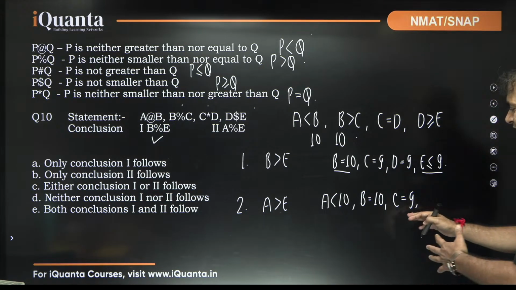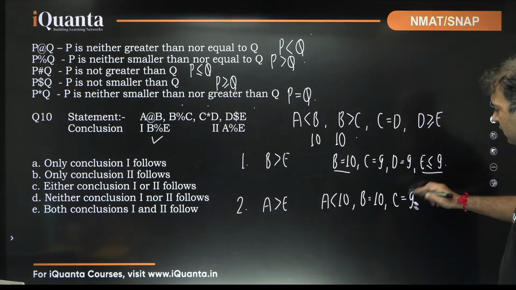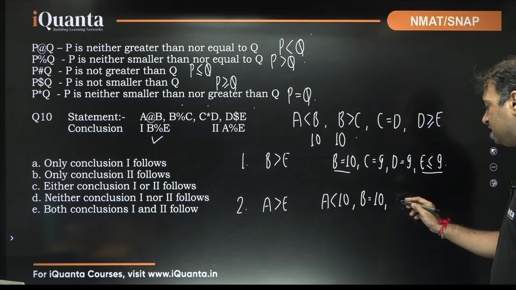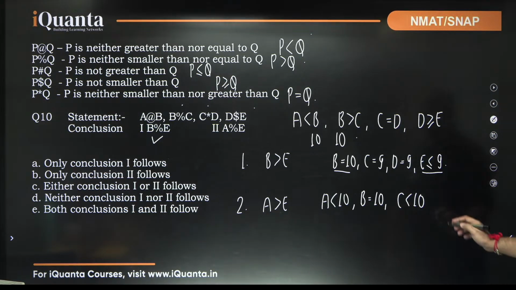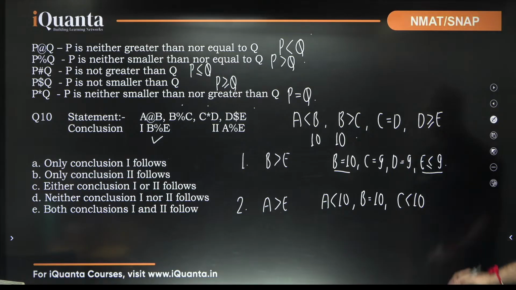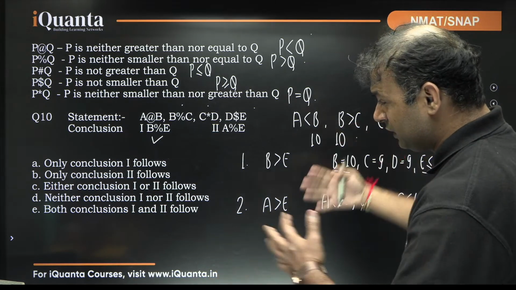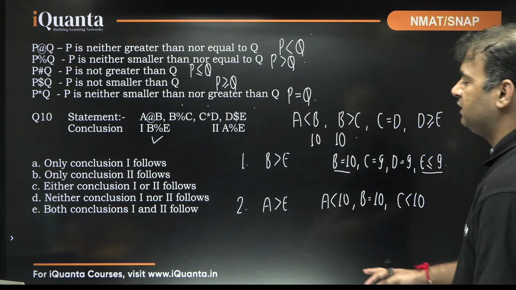But here the thing is that we do not know the exact value of C, right? And we can't use it like this. We just know that B is greater than C. So C has to be less than 10, right? C just has to be less than 10. Okay, and C and D are equal, we know that. Guys, again, if you want, you can take a few values, but I'm sure after doing a lot of questions, you must have understood that we actually cannot get a relation between A and E, right?